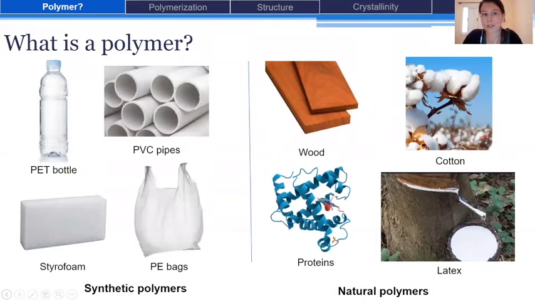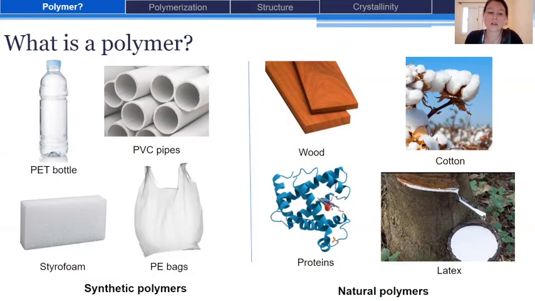So first of all, what is a polymer? In this slide, you can see different products that are made of polymers. On the left part of the slide, all these products are made from synthetic polymers. So there is a plastic bottle made of polyethylene terephthalate, some pipes made of polyvinyl chloride, plastic bags made of polyethylene, and styrofoam made of polystyrene.